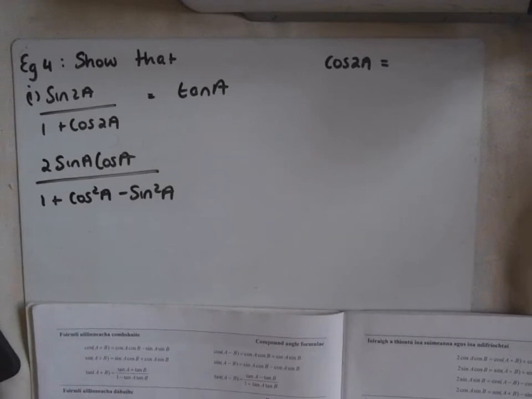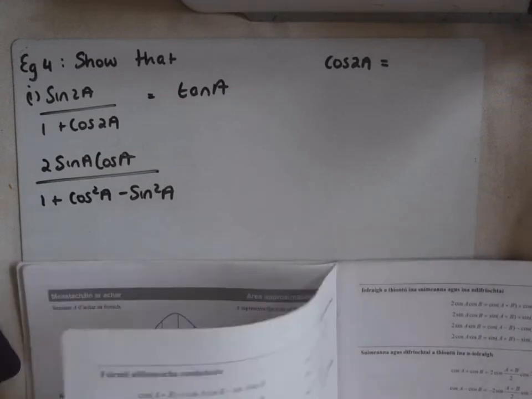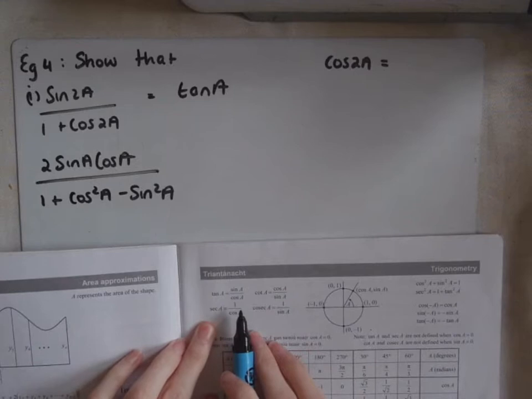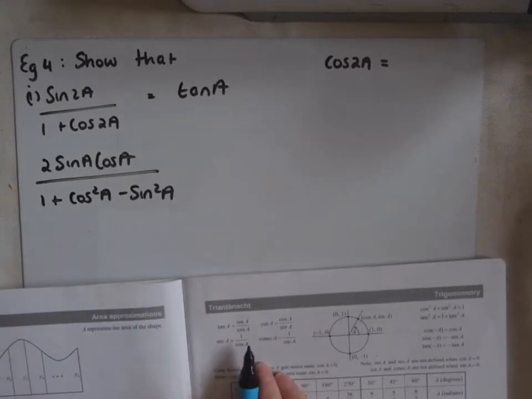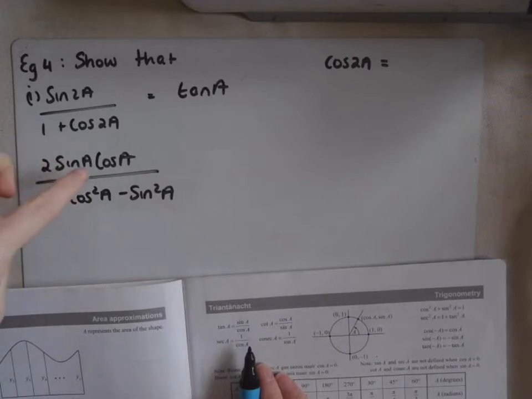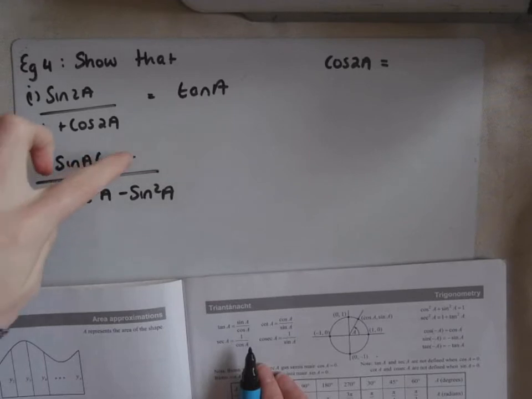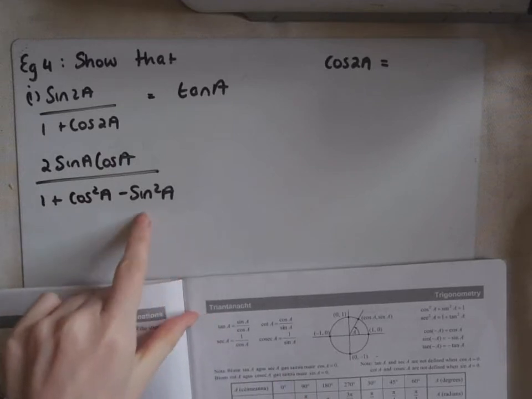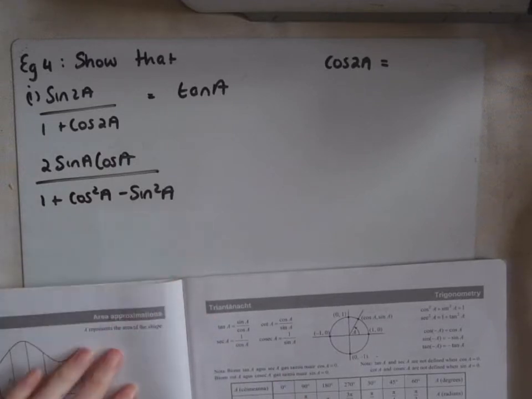Now I want it to be tan of a. Can you remember what tan of a is? If you go back and have a look, tan is sine over cos. So really I want to be left with just a sine on top and just a cos on the bottom. To be left with a sine on top, I'd need that cos a to cancel with a cos a somewhere on the bottom. Also, I don't need any sine squared a's on the bottom. That's not going to help me.